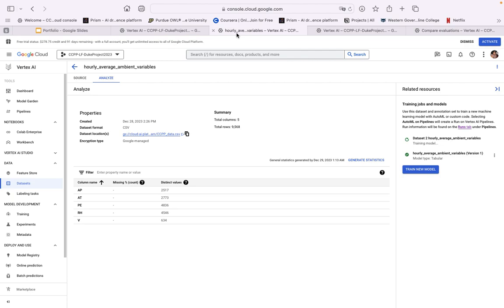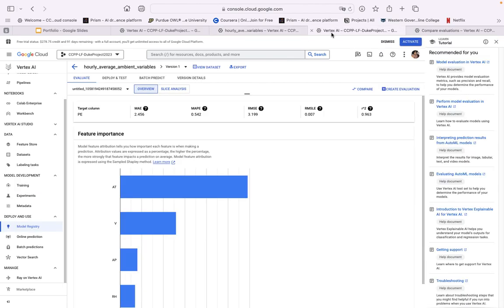The metrics I used were the mean squared error, the mean absolute error, the R squared, the RMSE, the RMSLE, and the root squared. So I used two versions.